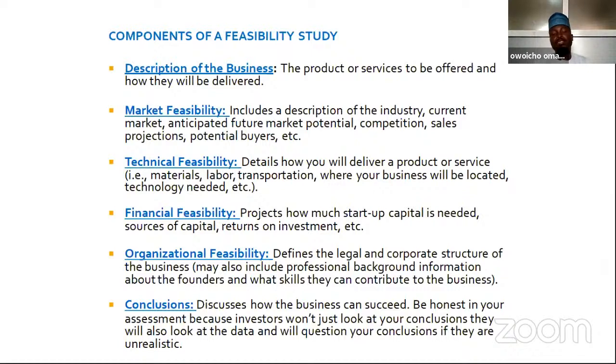Then you look at sales projection. How much will you be able to sell? The potential buyers there, I think, is similar to anticipated future market potential. It's similar. Anticipated future is that in future, this number of people may buy, but potential buyer is today, these people are not buying, but they may end up buying. Whereas sales projection is these are the people that are going to buy, right?